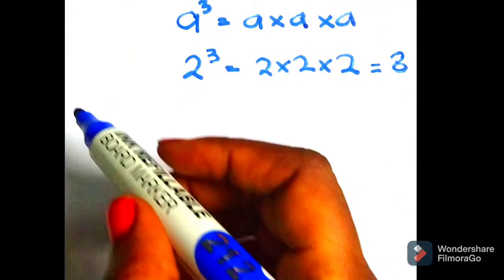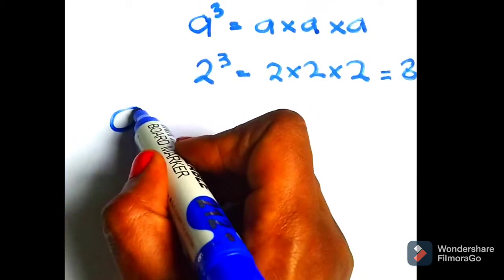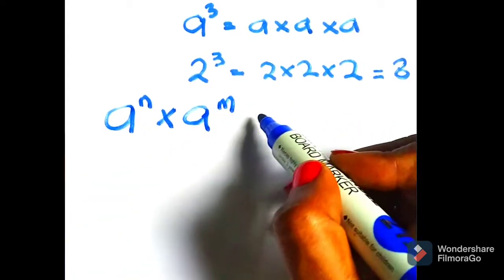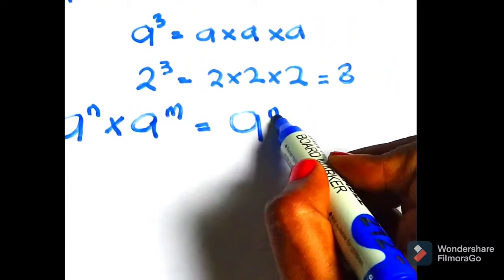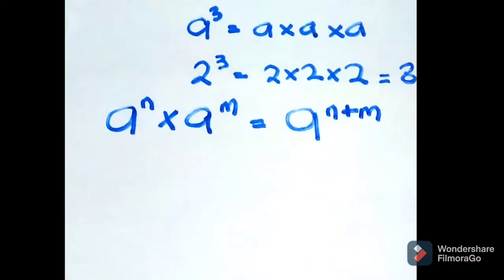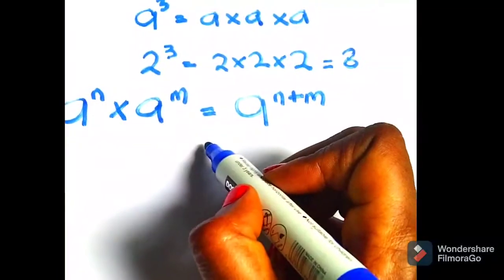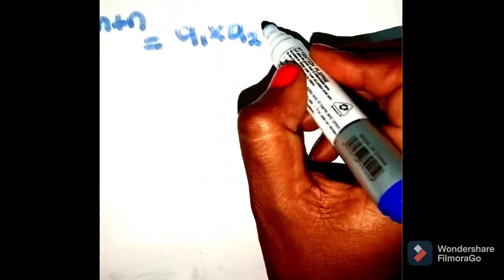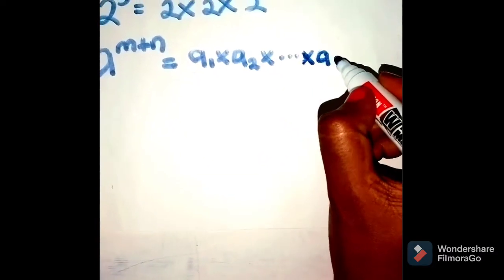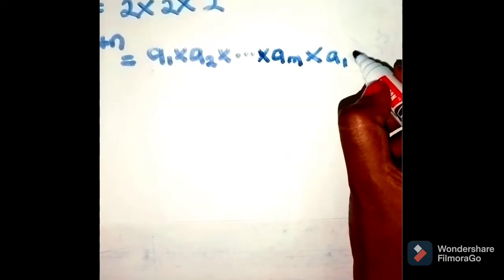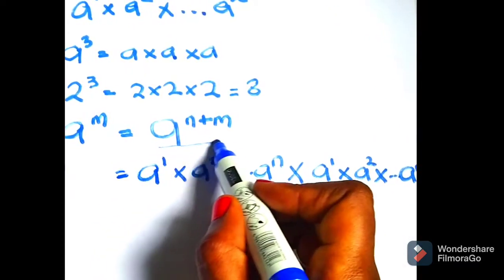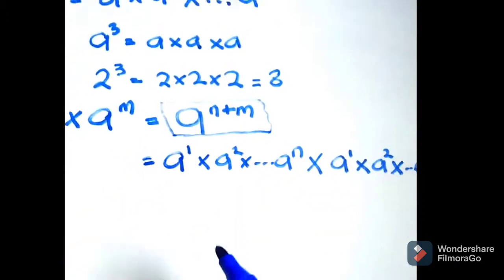That's the first rule. Now the second rule: if you have a raised to power n times a raised to power m, the solution will be a raised to power n plus m. That means a is multiplied n times, and then m times, and if you add up all together, it will give us a raised to power n plus m.